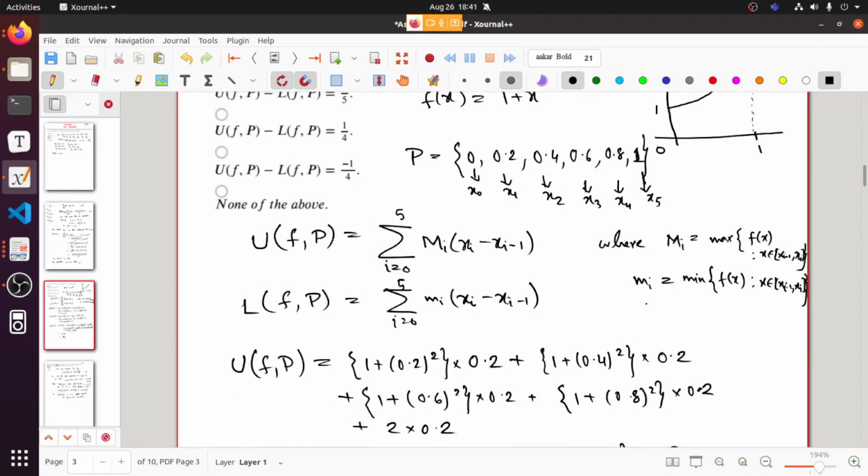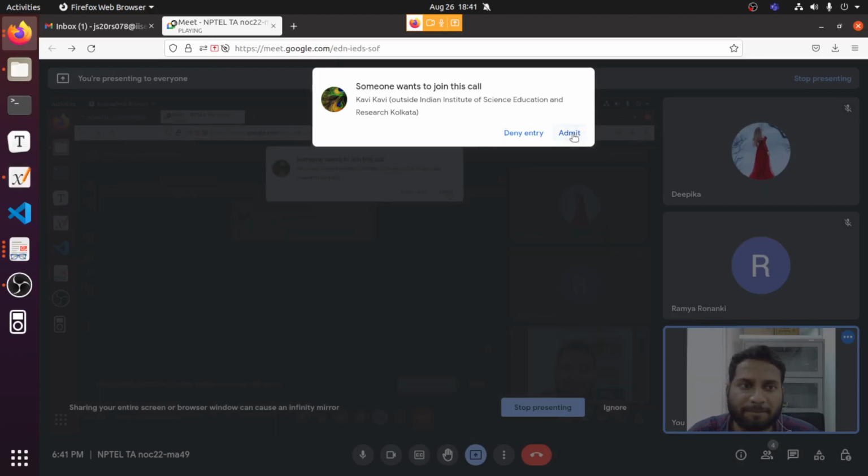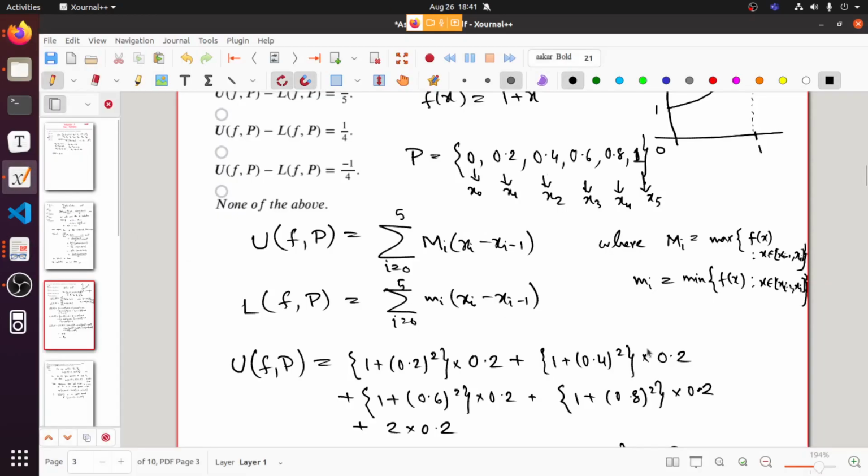How is the UFP defined? It is the summation i equals 0 to 5, since x0 to x5 are there, of Mi into (xi minus xi-1), where Mi is the maximum of the function in the interval xi-1 to xi, right? And what is the LFP? The only change is small mi, which means the minimum of f(x) in this subinterval. So these two are UFP and this is LFP.